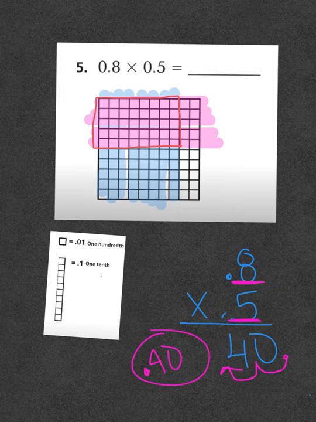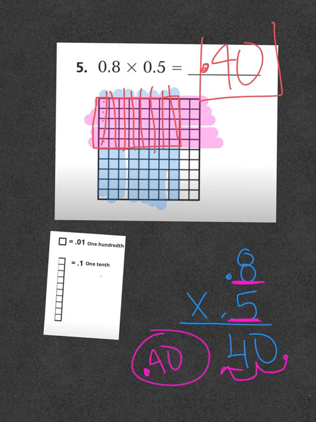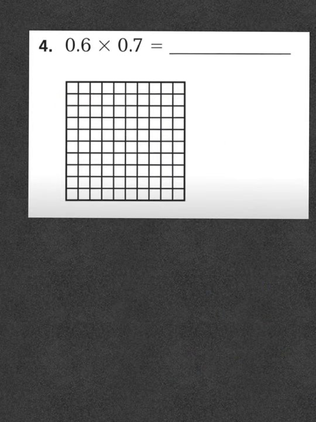Let's see if I do. 1, 2, 3, 4, 5. Okay, so I can count by fives. 5, 10, 15, 20, 25, 30, 35, 40. 40 hundredths. Very good.